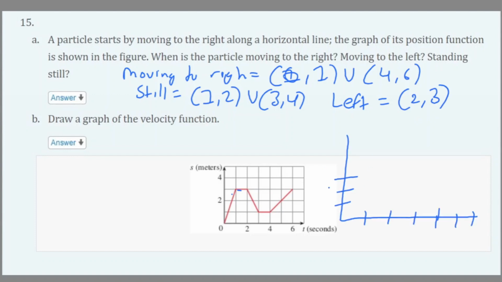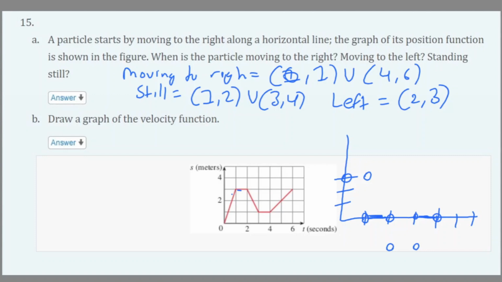So for B, we need to draw a graph here of the velocity function. So what we could do is start plotting points of the velocity at the given times. So we know at 0 the velocity is 3 from the interval 0 to 1, and then from the interval 1 to 2 the velocity is 0. From the interval 2 to 3 it's decreasing, it looks like it's -2. So let's just say -2 is down there. And then from 3 to 4, the object is also standing still, so it's 0.